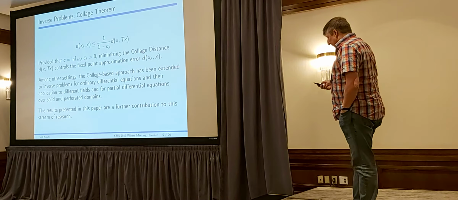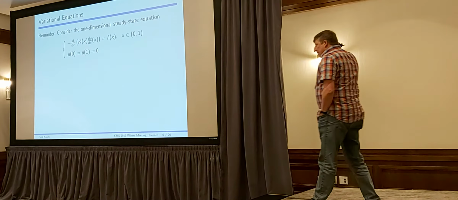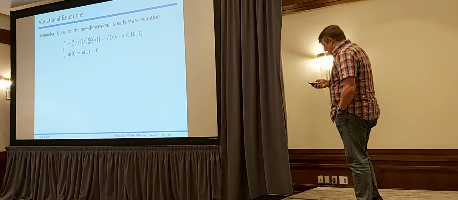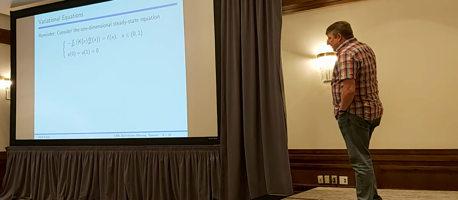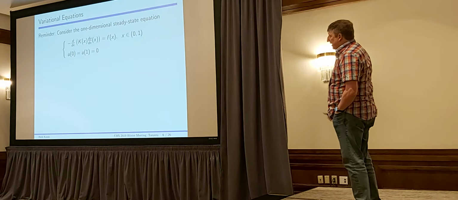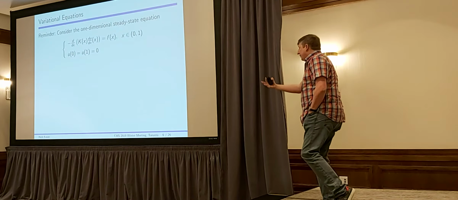So if we look at variational equations for a second to get to PDEs, I picked the one-dimensional problem just because it's easy to put the pictures up and the math is easier, but everything we're talking about extends to higher dimensions as well. So this is the steady-state heat equation. K of x is the diffusivity, and the right-hand side, f of x, is a forcing term. You could think that there was a u sub t somewhere originally that was the evolution over time, and at steady state, because the forcing term and the k don't depend on t, we end up with an equilibrium state. The boundary conditions were zero at both ends.